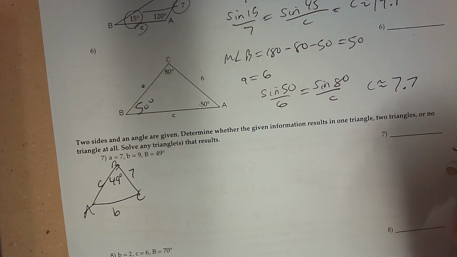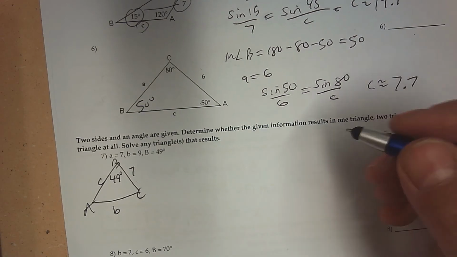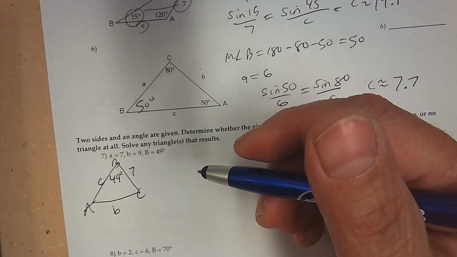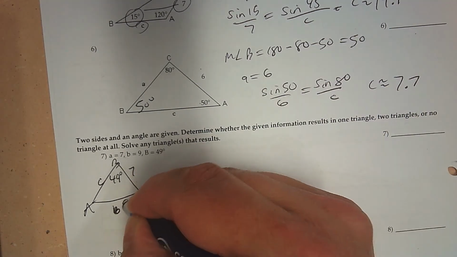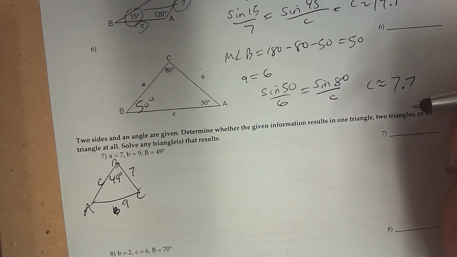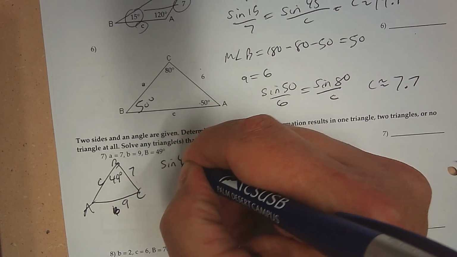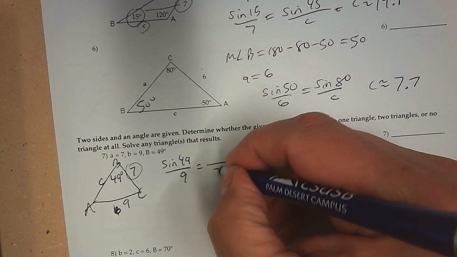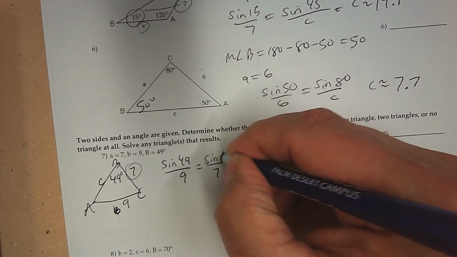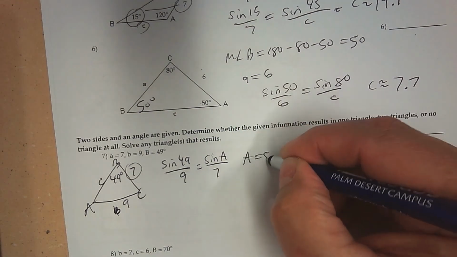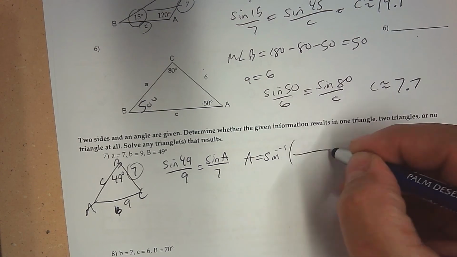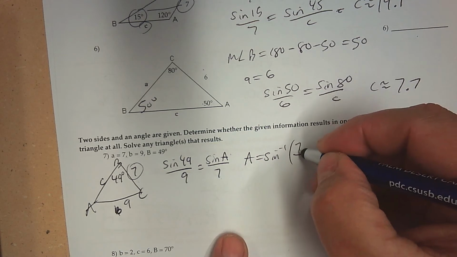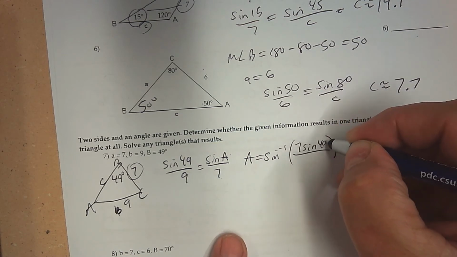So with the information given, could you set something up? So first of all, what do we know that can help us? Oh, we know what B is. B is 49 and little b is 9. So we're going to start with what we know, which is 49 degrees and 9. The only other thing I know is 7. So I have to use 7, and it's opposite of angle A. So to get A by itself, I'm going to do the inverse sine. 7 times sine 49 divided by 9.